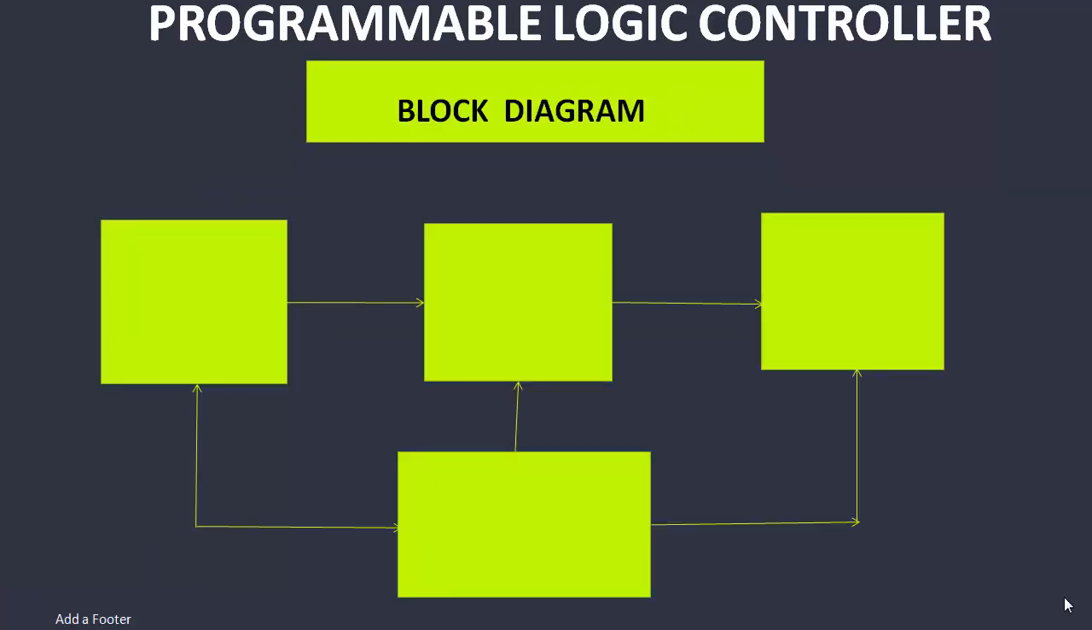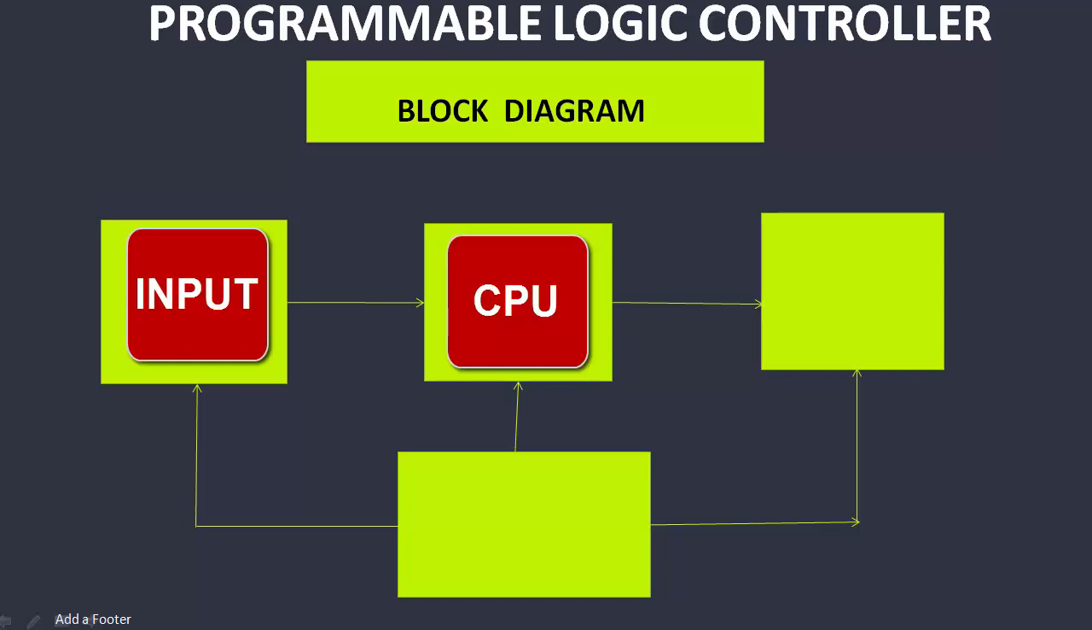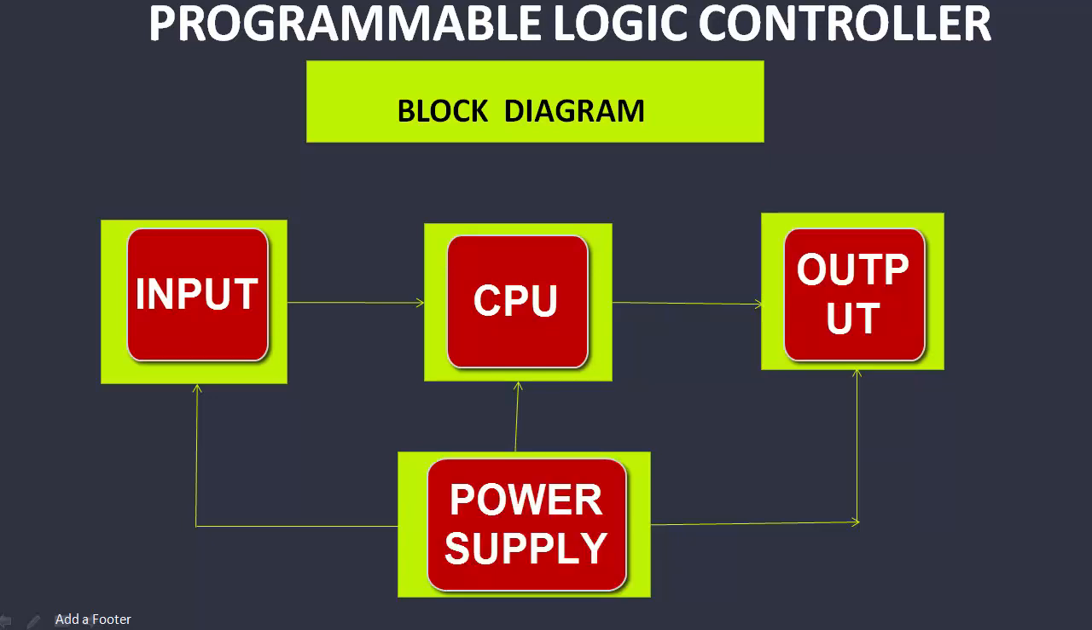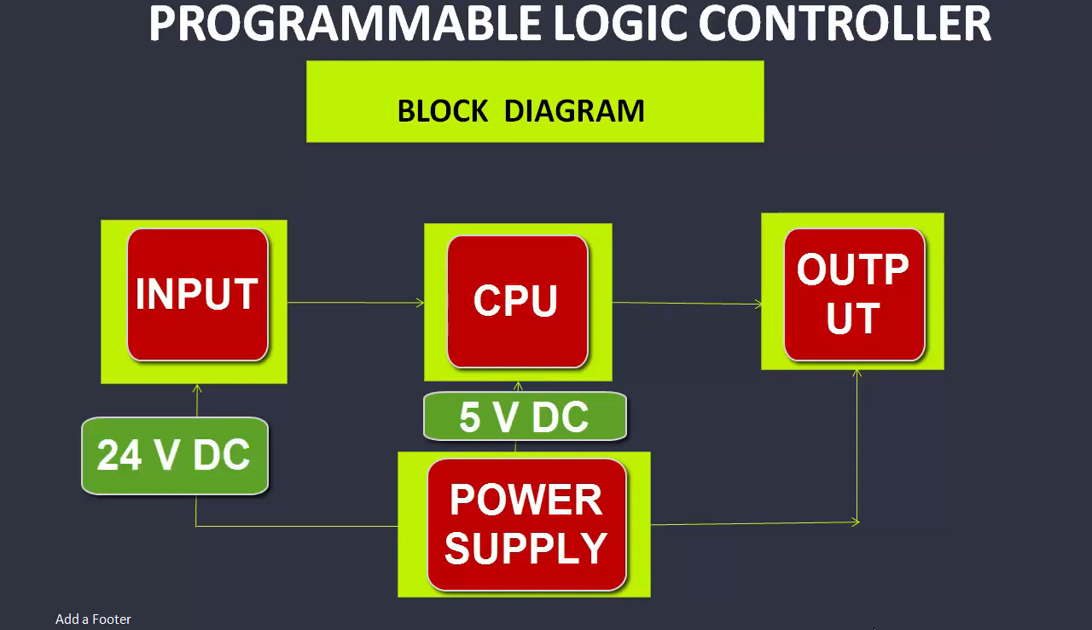Now let's come to the block diagram part. As we have already discussed the components of PLC, so let's see it in block diagram. We have an input module, a CPU, an output module, and the most important, a power supply. The power supply provided to your CPU is 5 volt DC, and the power supply provided to your input is 24 volt DC, and output is also 24 volt DC.